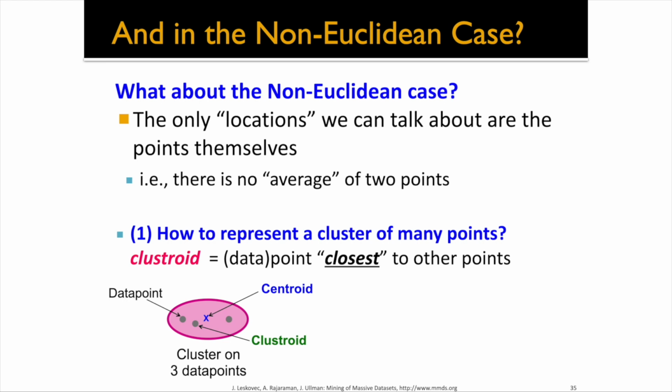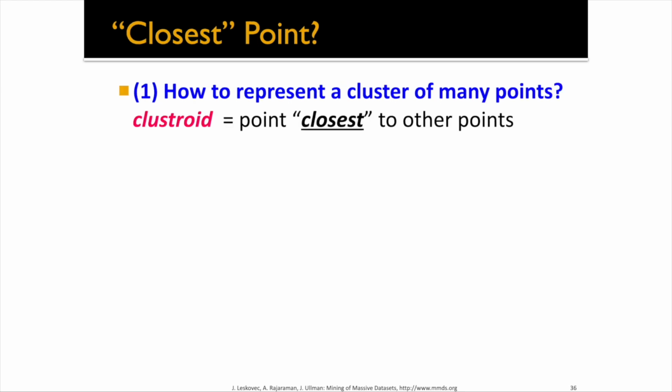We can't do that in the non-Euclidean space. So instead, we look at a clustroid, which is a pre-existing data point in the data set that we think is at least the closest to or can represent the center of this particular cluster. Ideally, this clustroid is some point in our data set that is closest to all other points in that cluster. So intuitively, this idea of a clustroid makes sense. We can't evaluate an average point, but we can select a particular point from our data to represent this cluster.